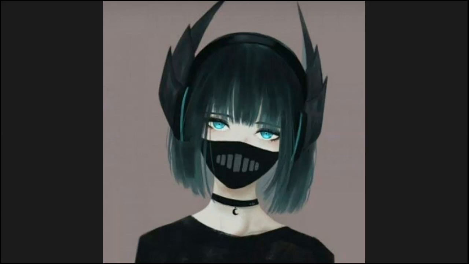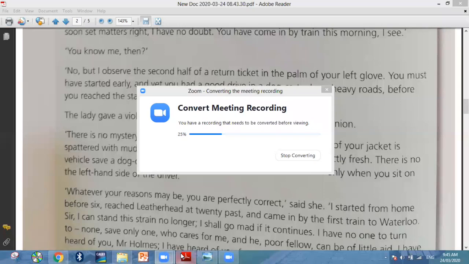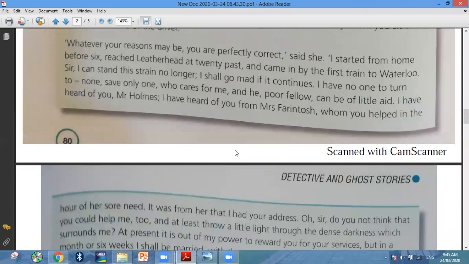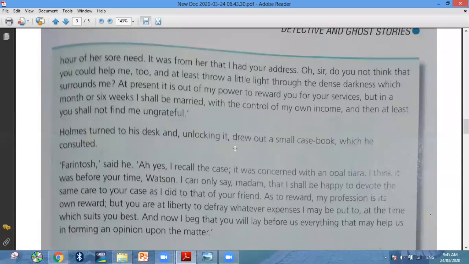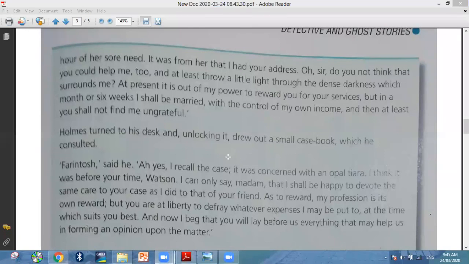How did the woman know about Sherlock Holmes? Kinsey? She knew of Sherlock Holmes from Mrs. Farintosh. Yes, that's right. How did Sherlock Holmes help Mrs. Farintosh? Please unmute yourself, Kenzie. He helped her to find what?